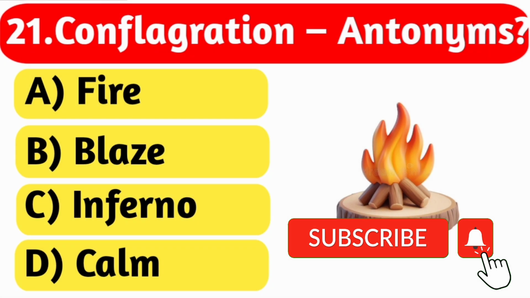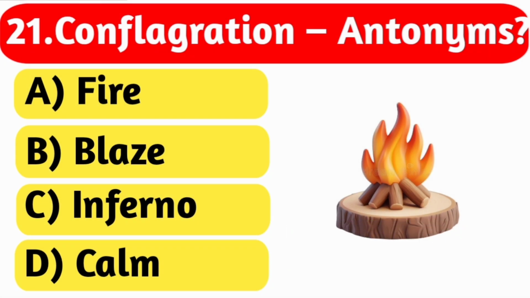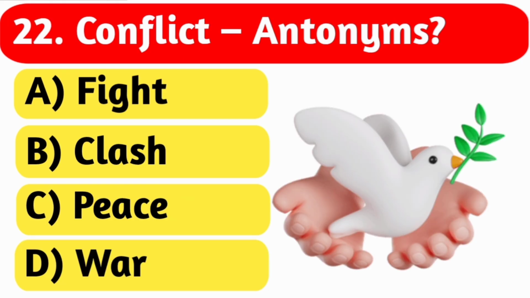Your 21st question is conflagration antonyms. Your options are A. Fire, B. Blaze, C. Informer, D. Calm. The correct answer is option D, calm.